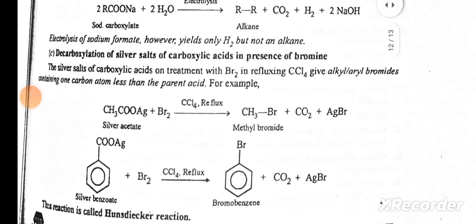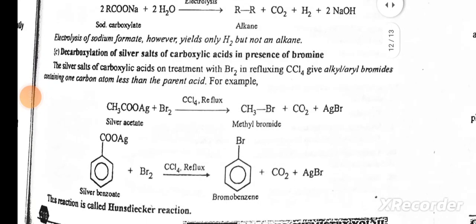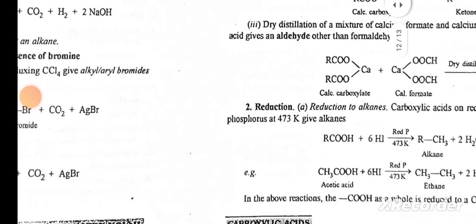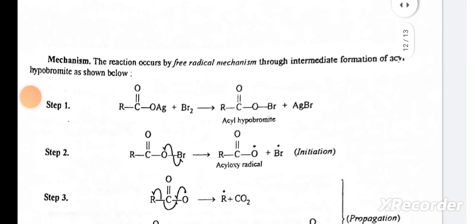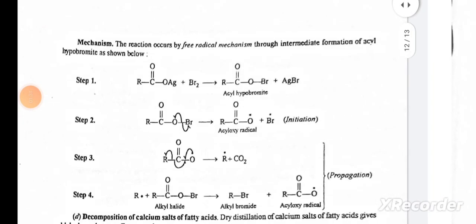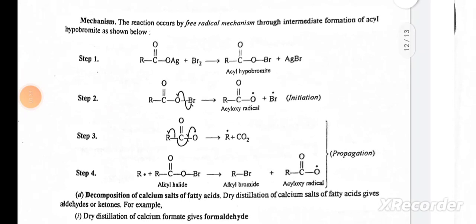Decarboxylation of silver salts of carboxylic acids in presence of bromine. The silver salts of carboxylic acids on treatment with Br2 in refluxing CCl4 give alkyl or aryl bromides containing one carbon atom less than the parent acid. For example, silver acetate, methyl bromide, silver benzoate, bromobenzene. This reaction is called Hunsdiecker reaction. Mechanism: the reaction occurs by a free radical mechanism through intermediate formation of acyl hypobromite as shown below.